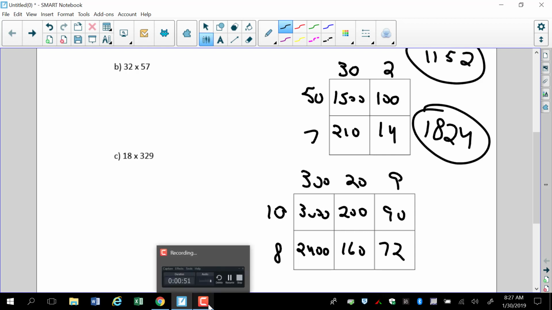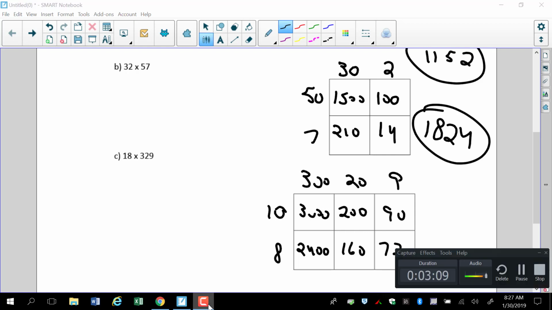So this is what we call area model multiplication. Good to know, good to have, good to practice on. Good luck.